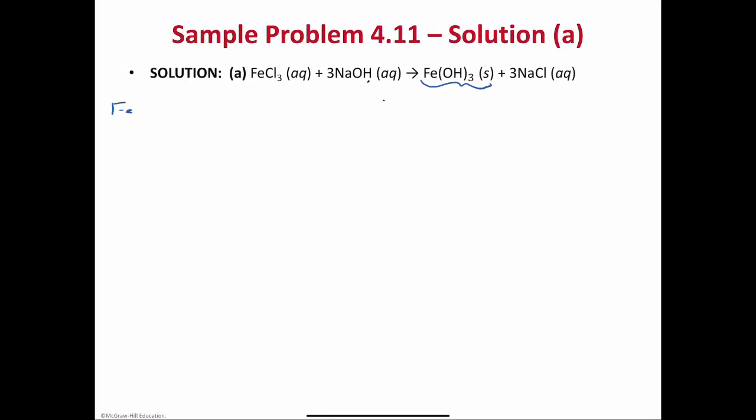For my FeCl3, let me see if I can fix that. There you go. For my FeCl3, I have 0.155 liters, and I know that my molarity is 0.250 moles per liter. They gave it to us in big M, but moles per liter is the same thing. So I put in my FeCl3 like that. And I know that for every 1 mole of iron(III) chloride, I form 1 mole of iron(III) hydroxide. So let's put that in there.